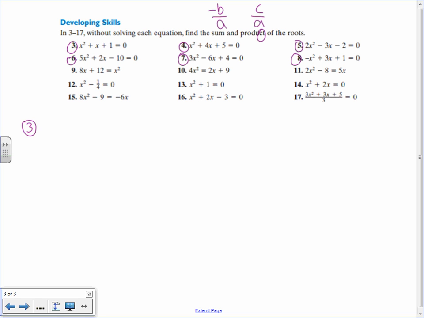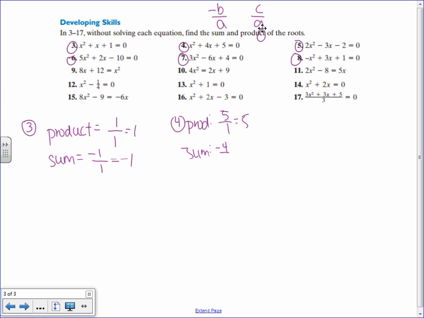So for number 3, my product is going to be my C, which is 1, over my A, which is 1, so it's just going to be 1. And my sum is going to be negative B, so negative 1 over 1, which is negative 1. For number 4, my product is going to be C over A, so 5 over 1, which is 5. My sum is going to be negative B over A, so negative 4 over 1, which is negative 4.